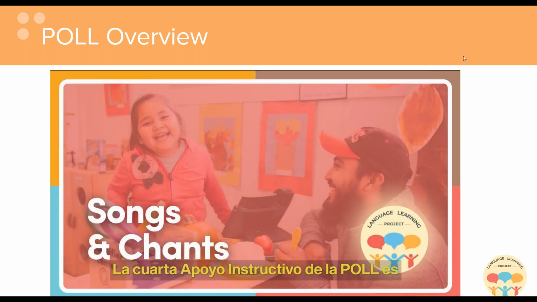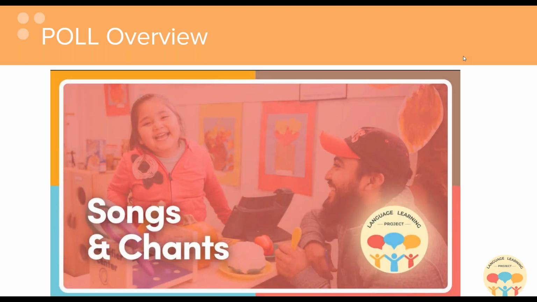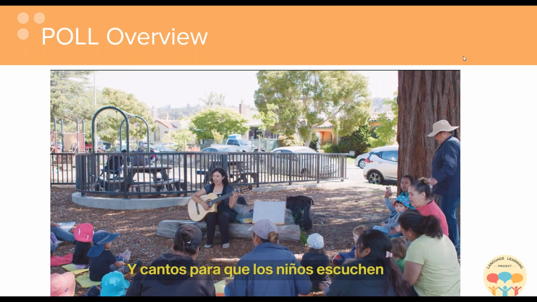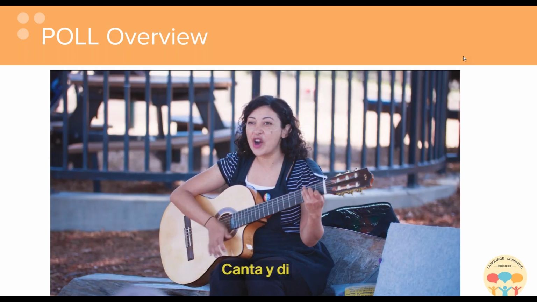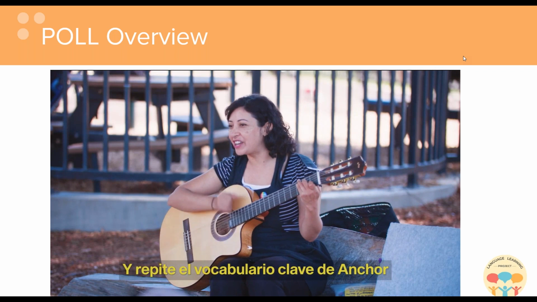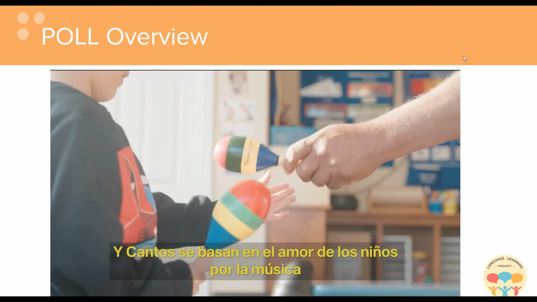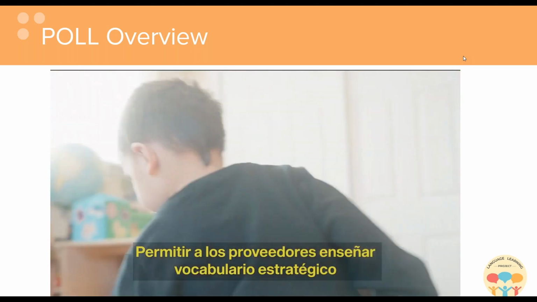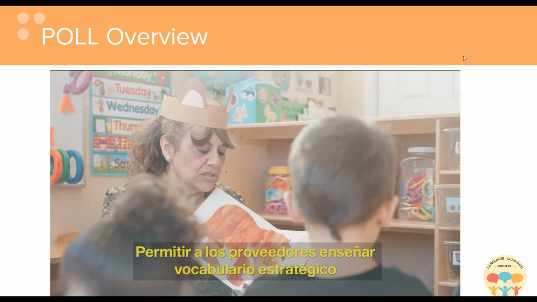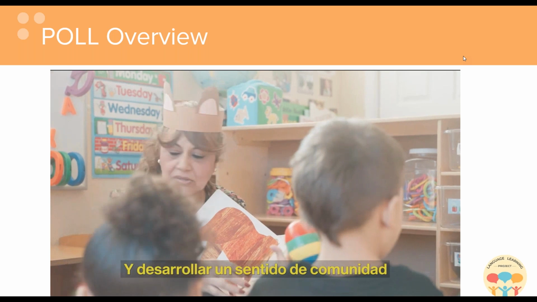The fourth POL instructional support is songs and chants. Providers use songs and chants for children to hear, sing and say, and repeat the key vocabulary from anchor texts and experiences. The use of songs and chants builds on children's love of music and movement, allowing providers to teach strategic vocabulary and develop a sense of community.